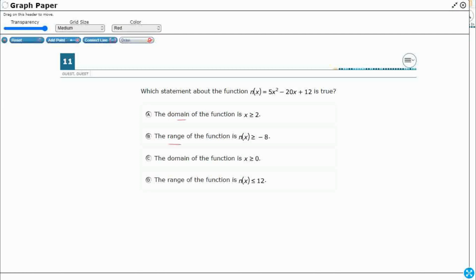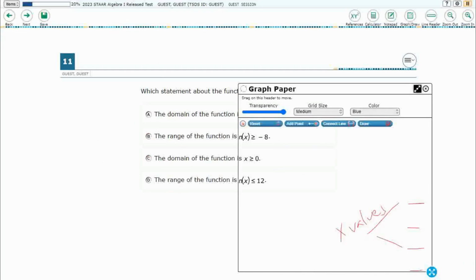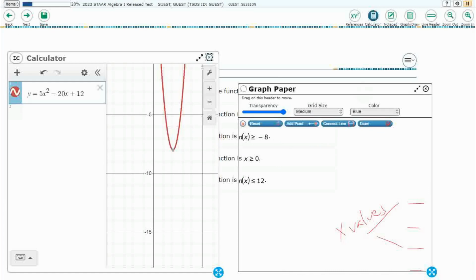Now, unfortunately, like has been all throughout this test, these are not defined for us. So we need to know that our domain is going to be our x values, our independent variable values. And our range is going to be our y values, our dependent variable values. That's going to be very helpful for us.